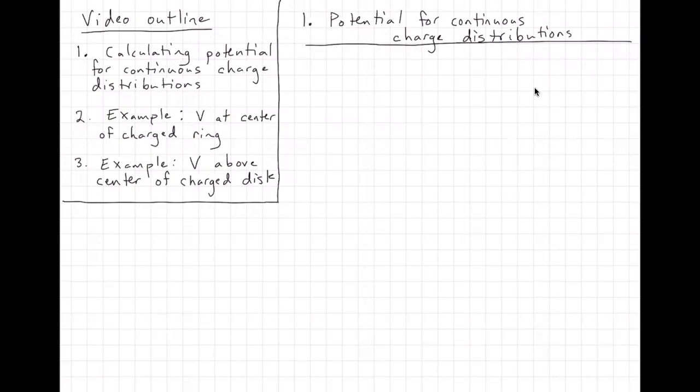The result that's going to be most useful for us now is to recall that if I have a point charge, let's say I have a point charge Q right here, then at some point out here, this is some point P in space, a distance R away from the charge, the potential at that spot is just equal to kQ over R.